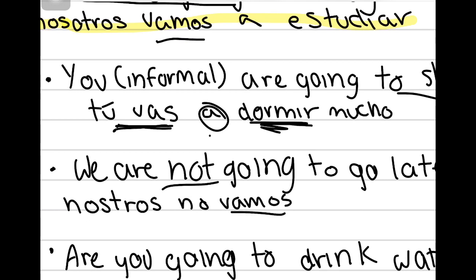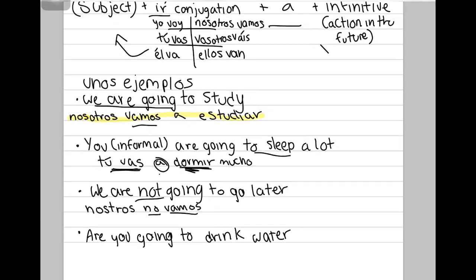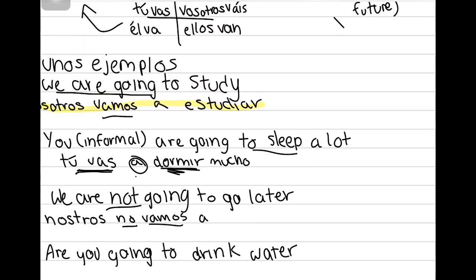You conjugate vamos and then you just put the no in front of it. And then don't forget, you always put the a. Nosotros vamos a go later. And the way you say go is ir, as you already know. And later is más tarde. So we are not going later. Nosotros no vamos a ir más tarde.